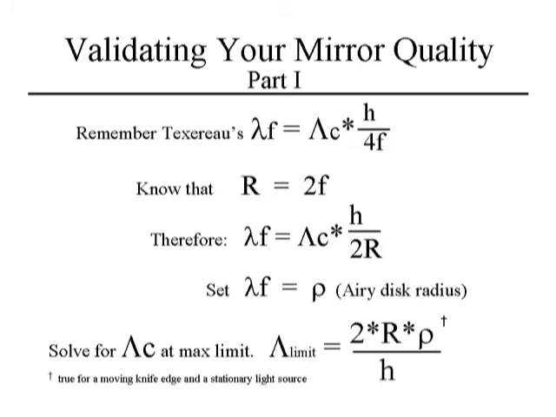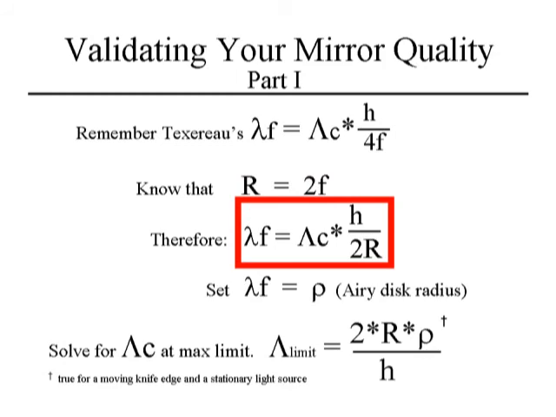Let's step back and see what Mills-LaCroix did. He took Texereau's lambda f equals capital lambda c times h over f. First, he said we're doing all this at the center of curvature, so all I need is a radius of curvature. I really don't need to deal with focal length. I know the radius of curvature is equal to twice the focal length, so I'm going to make that substitution. So instead of 4f, I've got 2r.